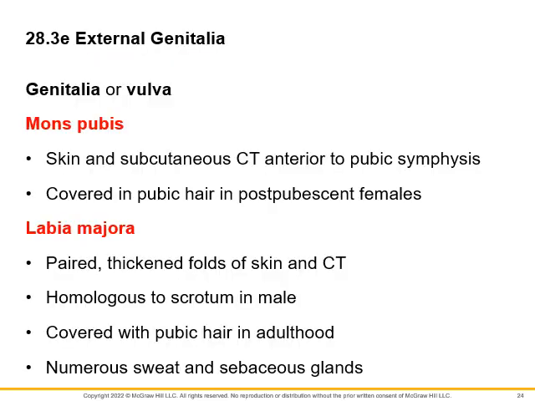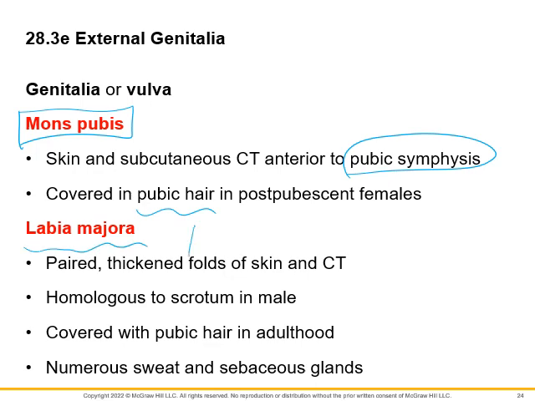Now we're moving on to the female external genitalia. You can see here the terms mons pubis. This is basically kind of the fat cushion. It sits in front of, or anterior to, the pubic symphysis. It is covered in pubic hair as an adult.